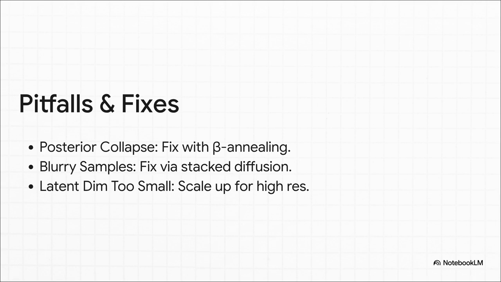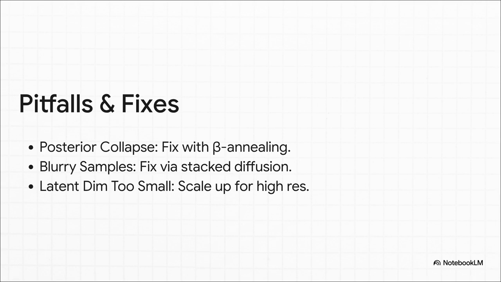First up is posterior collapse. This nightmare happens when your KL penalty is just way too aggressive. It basically bullies the latent space into holding zero information, meaning the encoder just completely ignores the input. The fix? Beta annealing. You start your beta at 0 and slowly, gently ramp it up to 1.